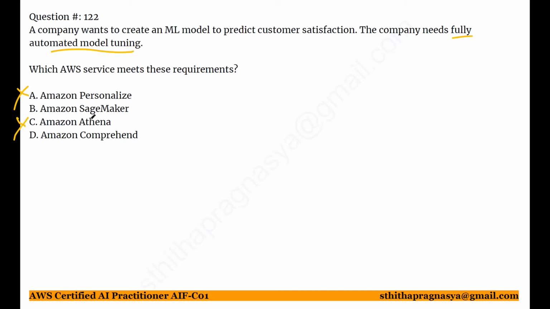Athena, we already know that it is an interactive query service for analyzing data in S3. And Comprehend, it is an NLP service for extracting insights from text. While it can analyze sentiment or extract key phrases, it is not designed for building and tuning custom ML models. So forget about it. That leaves us with option B. SageMaker, this is a comprehensive platform for building, training, deploying ML models. It includes SageMaker automatic model tuning, which automates the hyperparameter optimization process to enhance model performance. This feature aligns perfectly with the need for fully automated model tuning for customer satisfaction prediction. So B is the answer.